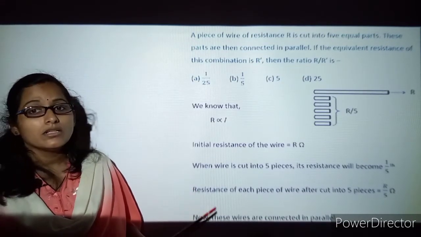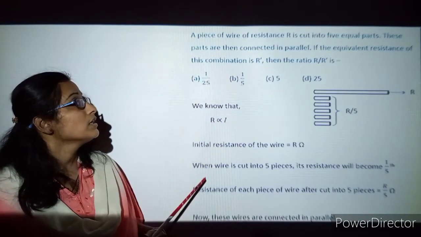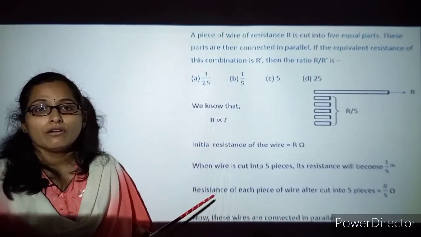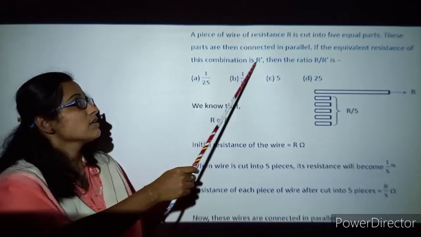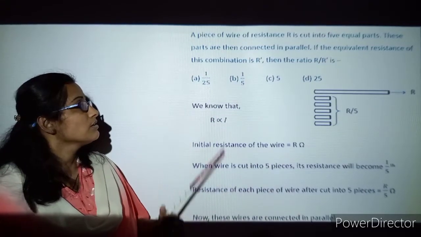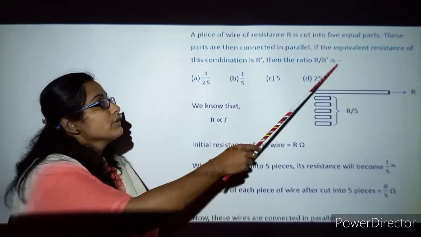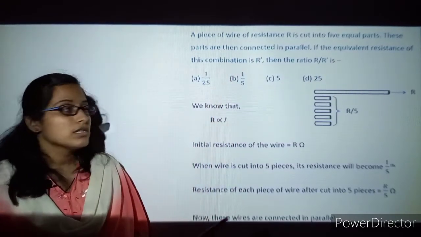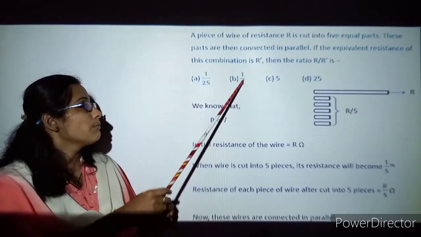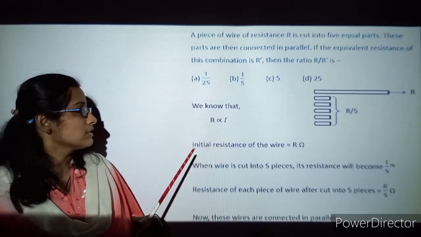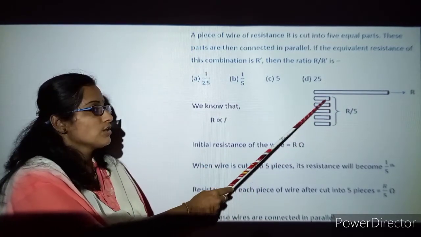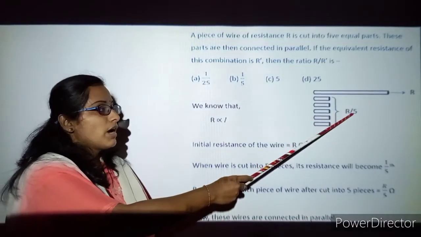Next, a piece of wire of resistance R is cut into 5 equal parts. These parts are then connected in parallel. A long wire is given, it is cut into equal parts, then you join them in parallel. If the equivalent resistance of the combination is R dash, then the ratio R by R dash is. The options given are 1 by 25, 1 by 5, 5 or 25. What is your answer? Here it's the long wire R. You have cut it into equal parts, that is 1, 2, 3, 4 and 5. So each will be R by 5.